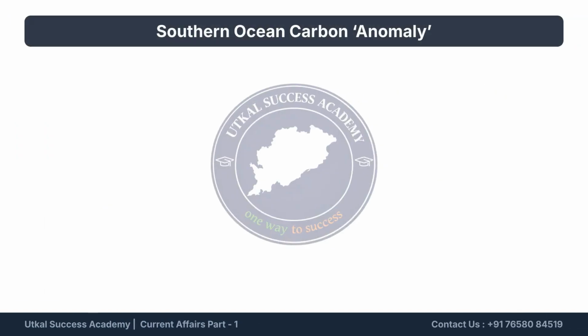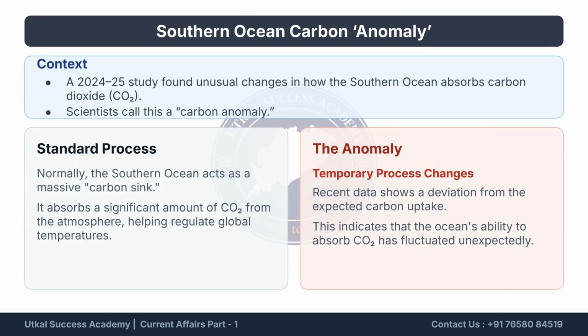The Southern Ocean Carbon Anomaly refers to unusual fluctuations in the ocean's ability to absorb carbon dioxide, discovered in a 2024-2025 study. Normally, the Southern Ocean acts as a carbon sink, regulating global temperatures by absorbing significant CO2.